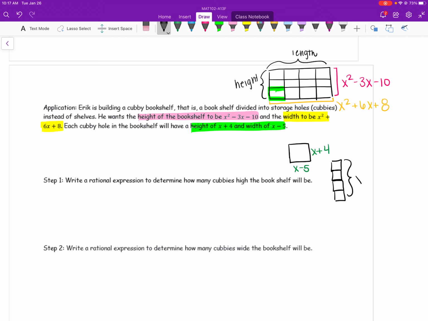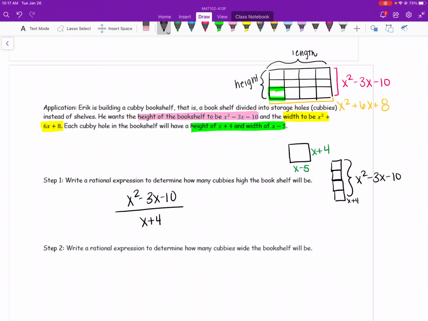So the total height is x squared minus 3x minus 10, and the height of each individual cubby is x plus 4. To find the number of cubbies high, I'll take the total height, x squared minus 3x minus 10, and divide by the height of one cubby. That will give me the number of cubbies.